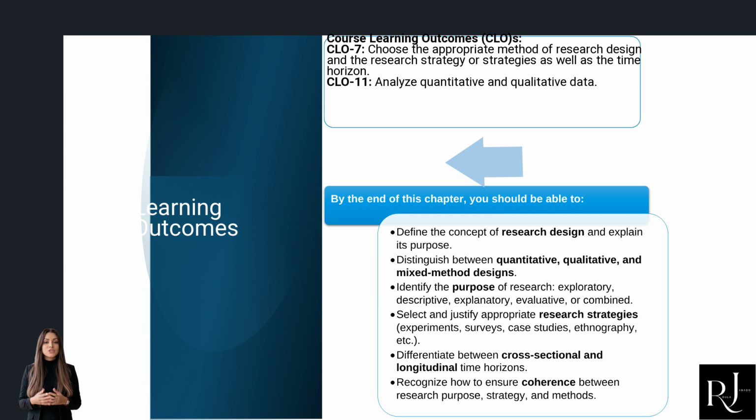Furthermore, you will learn to identify different research purposes, whether exploratory, descriptive, explanatory, or evaluative. We will also cover how to select and justify research strategies such as experiments, surveys, and case studies. Finally, we will differentiate between cross-sectional and longitudinal time horizons and recognize how to maintain absolute coherence between your research purpose, strategy, and chosen methods.